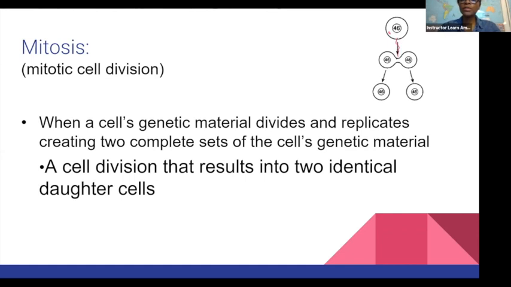In mitosis, you're going to see that the cell will split. Remember, the DNA is going to split apart, controlled by enzyme. You'll end up with 2 identical copies of the DNA. That's what's happening here. And so you'll end up with 2 cells that are identical. And so mitosis is when a cell's genetic material divides and replicates, creating 2 complete cells of identical genetic material. A cell division that results in 2 identical daughter cells.